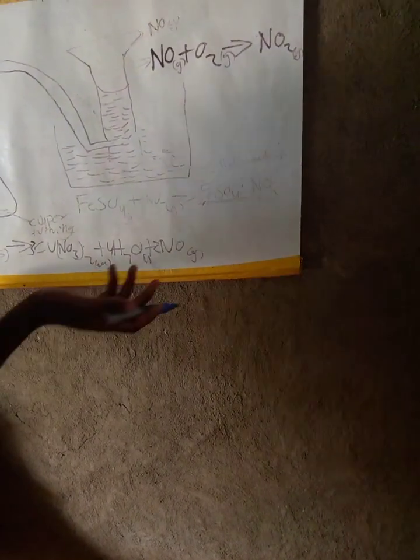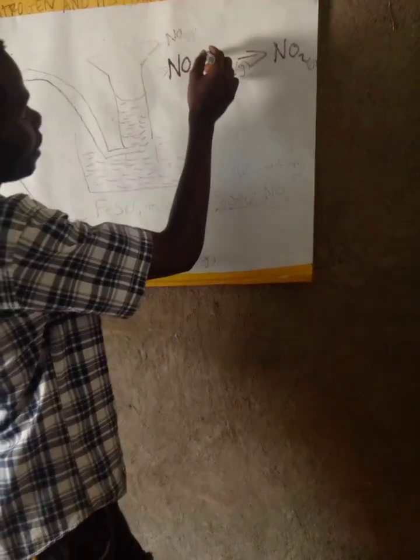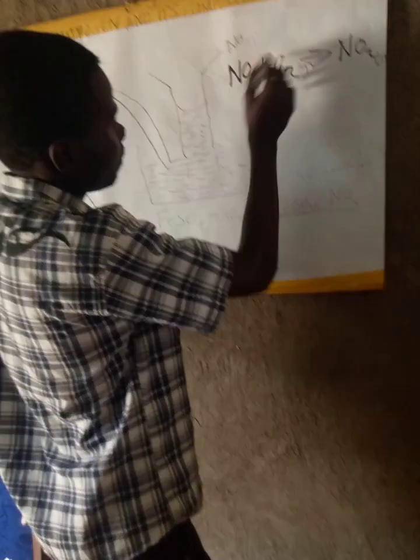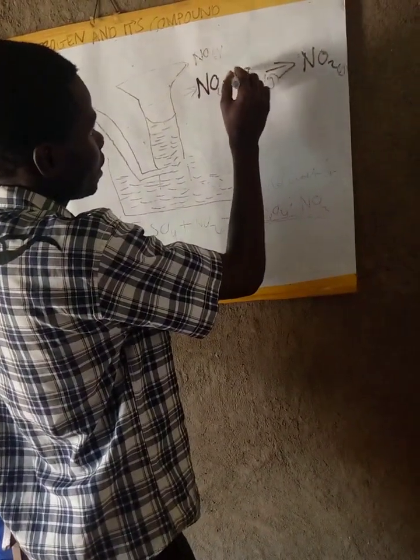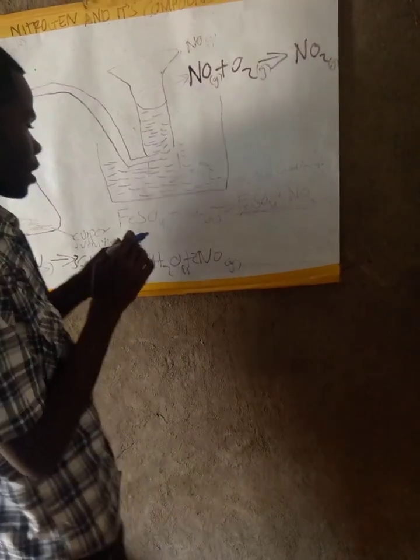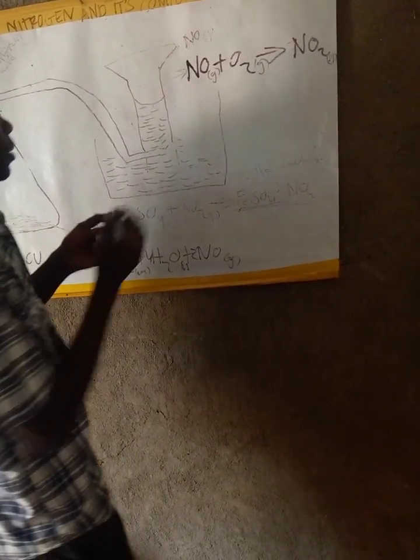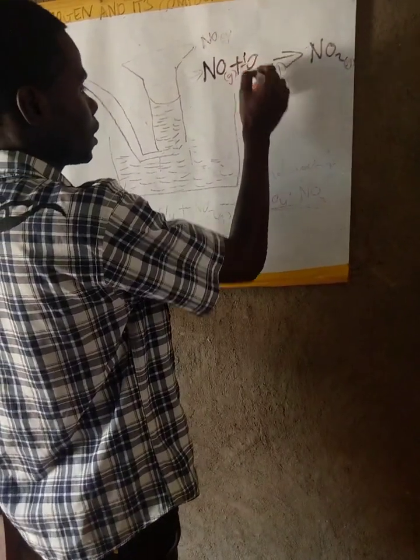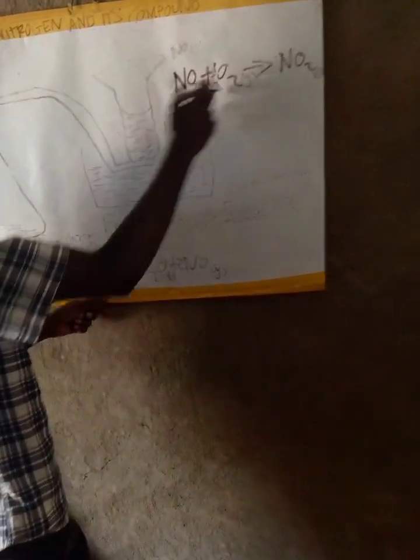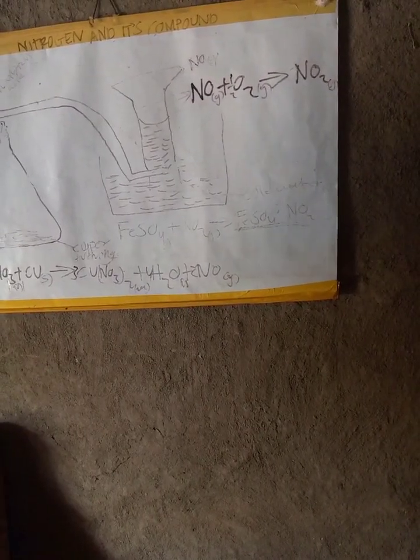Or you can use fractions to balance. If we put here a half, we are going to have 2 oxygen on both sides. The equation is balanced. So it's all about just reasoning.